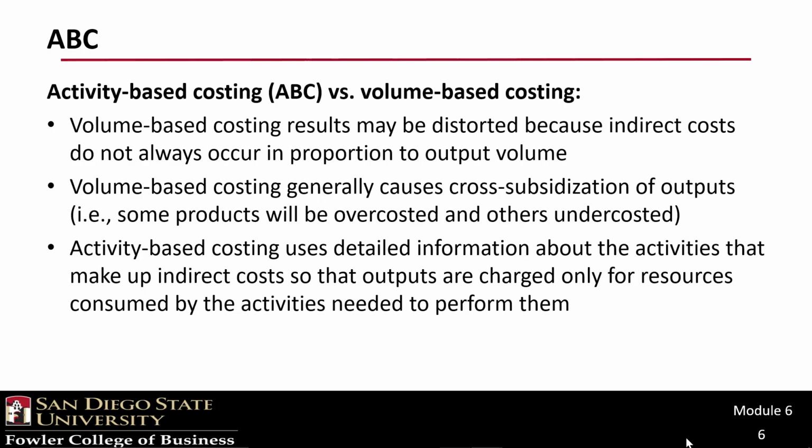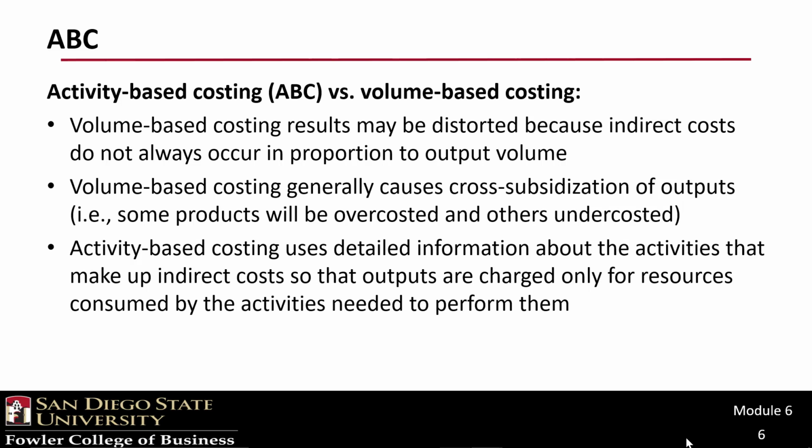Activity-based costing is such a system that does that. We know that volume-based costing results can be distorted because indirect costs do not always occur in proportion to output volume. For example, when we did Department A and B back in the Chapter 4 video, volume-based costing generally causes cross-subsidization of outputs, which means that some products will be overcosted, for example, television, and others undercosted, for example, radio. Activity-based costing uses detailed information about the activities that make up indirect costs, so that outputs are charged only for resources consumed by the activities needed to perform them.